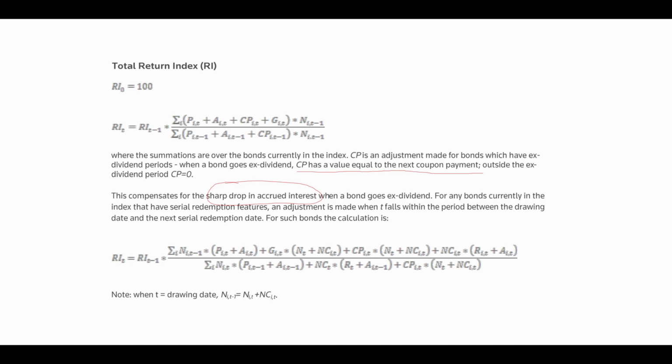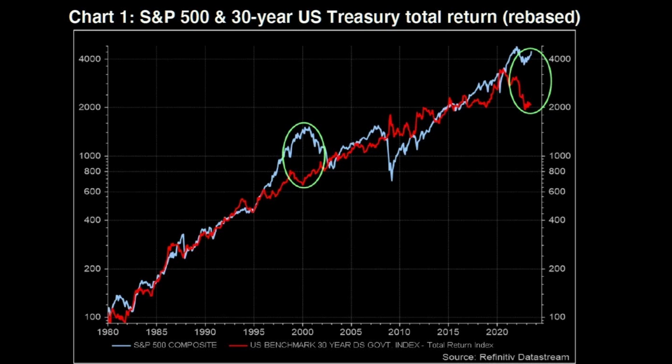So if you look at this graph again, it is very powerful, extremely well correlated. It seems like treasuries always catch up to stocks. Wherever there is a divergence in prices, at the end of the day the red line, which is the treasury, will end up catching up with stocks. So what is the implication?